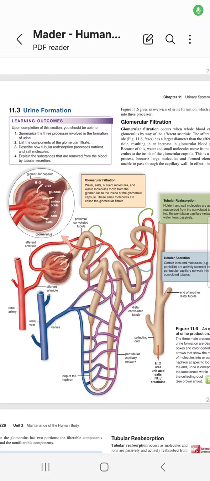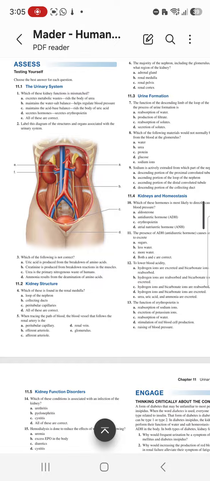Hello everyone, today we'll be solving chapter 11 of Human Biology by Sylvia S. Mader, the 14th edition. This chapter is about the urinary system. As always, we'll solve the assess at the end of the chapter.